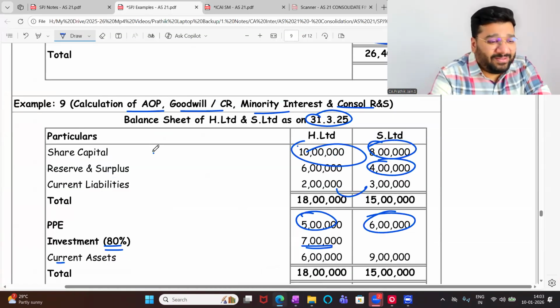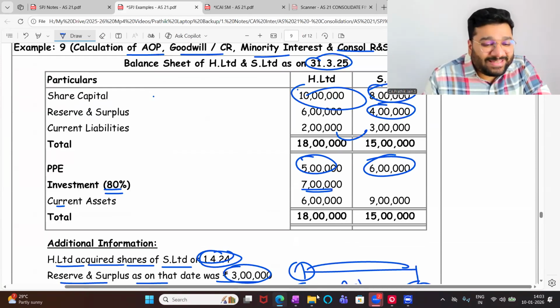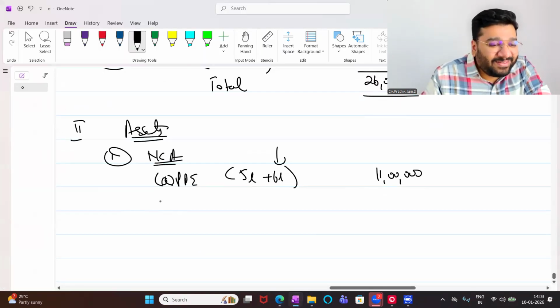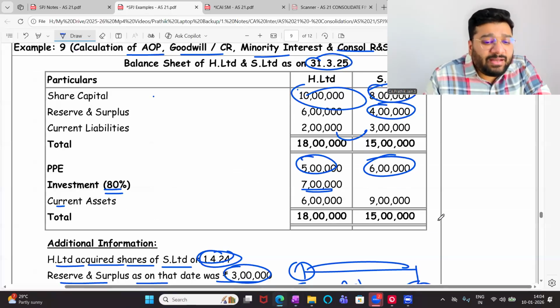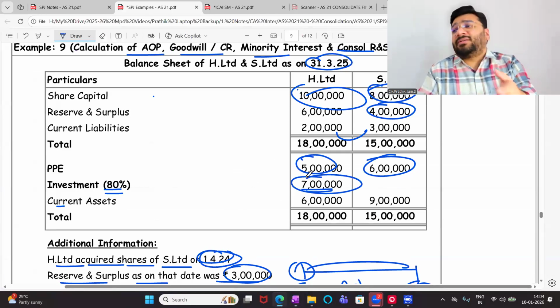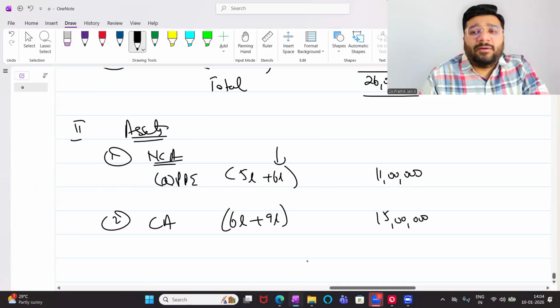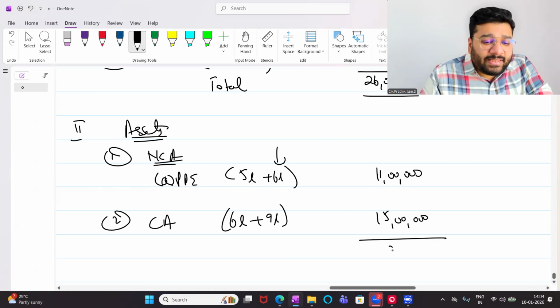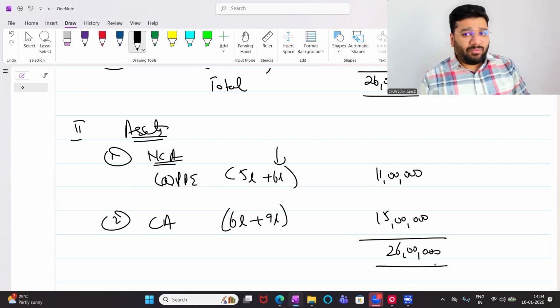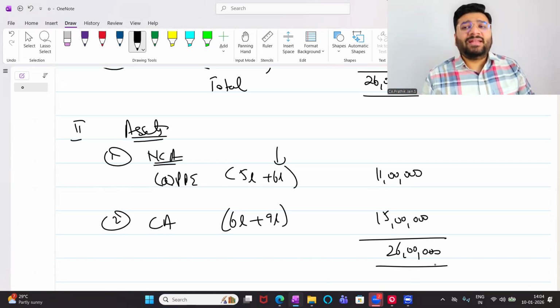Wow. Current asset, how much? 6 lakh plus 9 lakh, 15 lakh. Investment will come, sir. 7 lakh investment you forgot, sir. It will get knocked off against the net assets. 26 lakh matches. Now tell me, Piyush. The balance sheet has matched. See what the problem is now. Understanding problem.